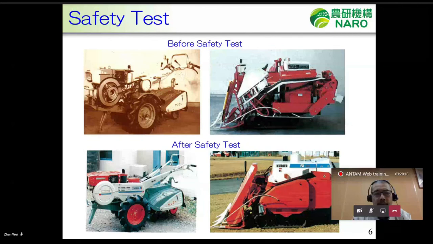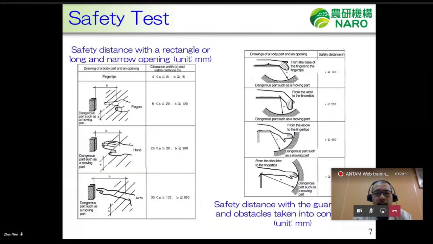And in the photo beneath, you can see the belt is covered by a cover. And of course, in the combine harvester, the chain is covered as well. So we have a significant change in the machine structure. Next slide, please. Next slide, please. Thank you.